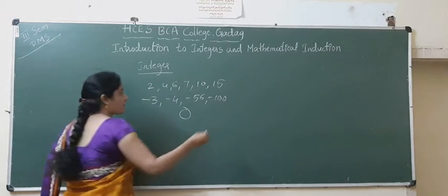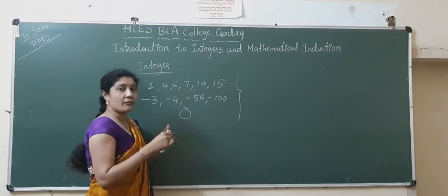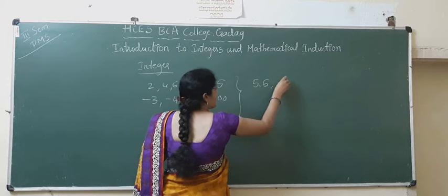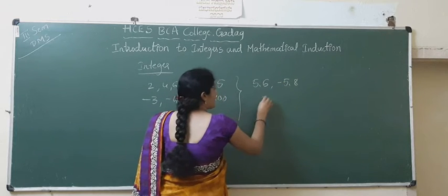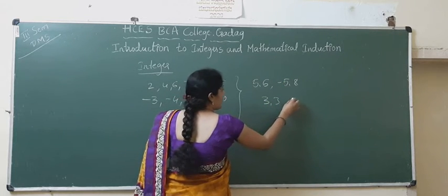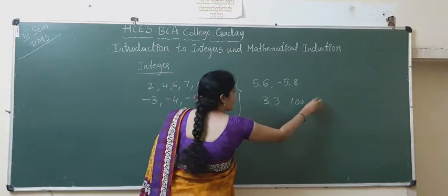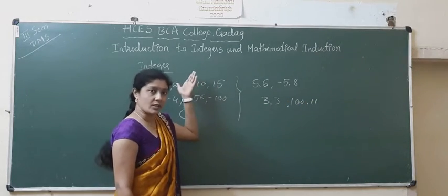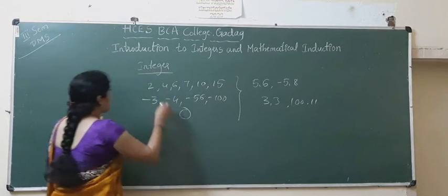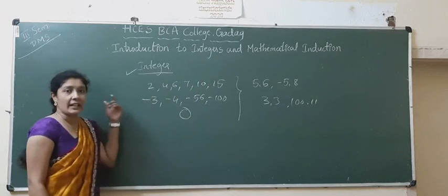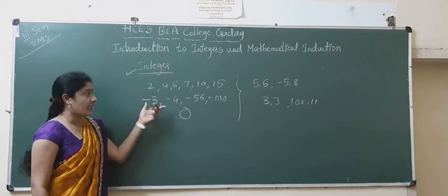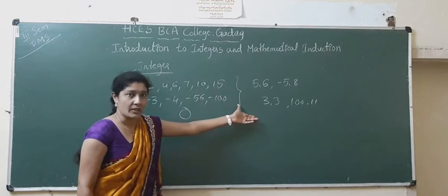Whereas a number which contains a fractional component like 5.6, -5.8, 3.3, 100.11, all these numbers do not belong to the integer group. So, what is an integer? How do we define an integer? An integer is a number which does not contain a fractional component.